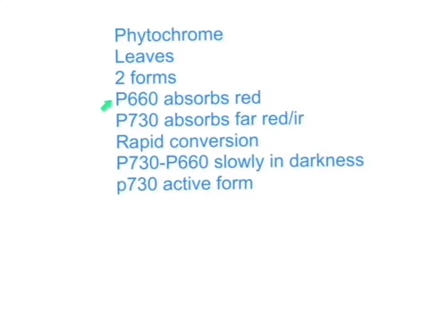Those two conversions, 660 to 730 and 730 to 660, resulting from these, are rapid. However, P730 is slowly converted to P660 in darkness, and that's the more important conversion. It's essential. Saying that, there should be a capital P there. P730 is the active form.